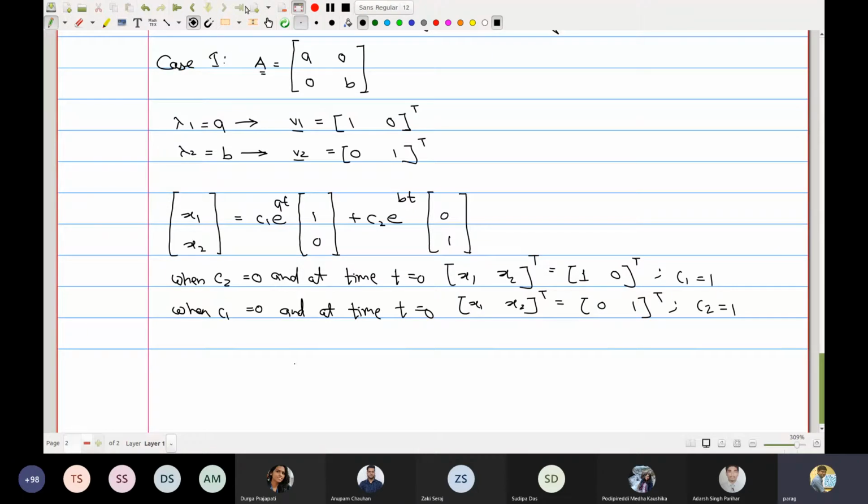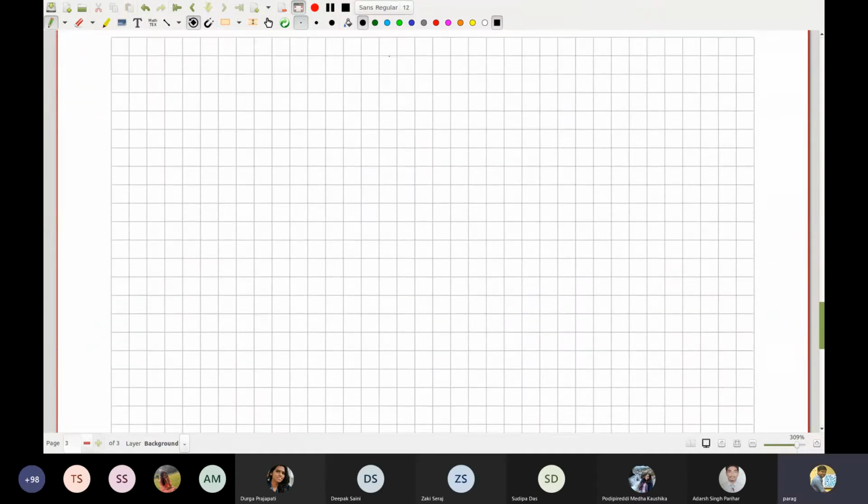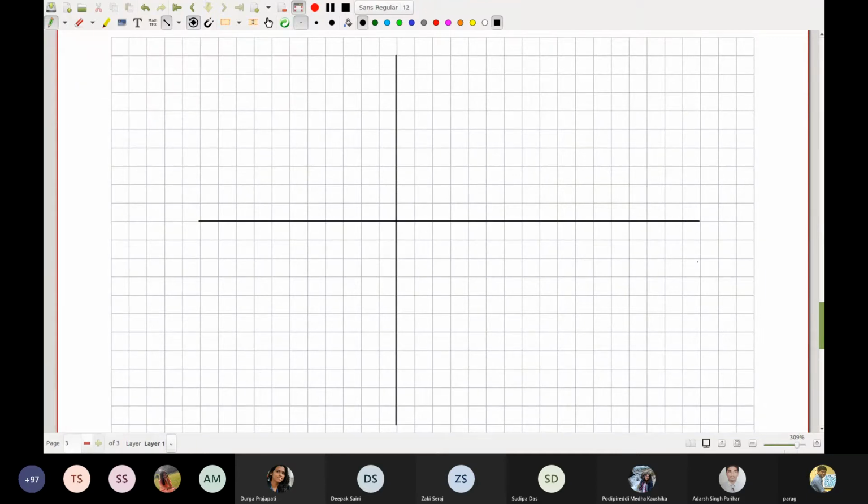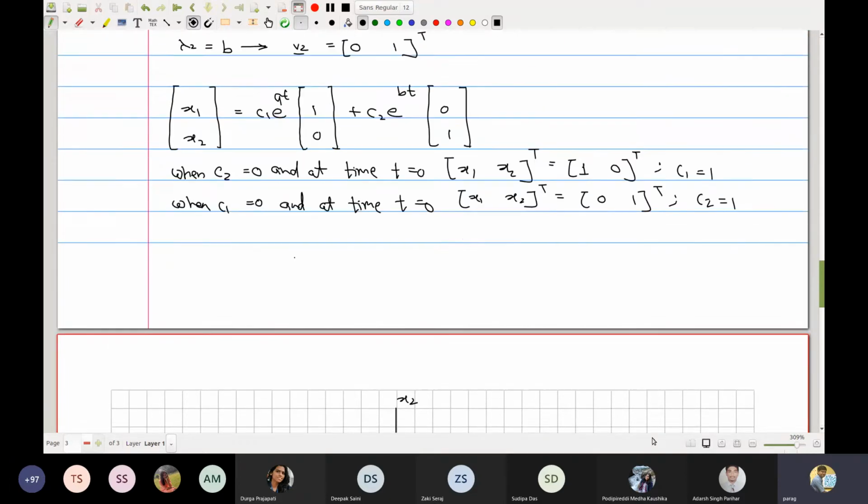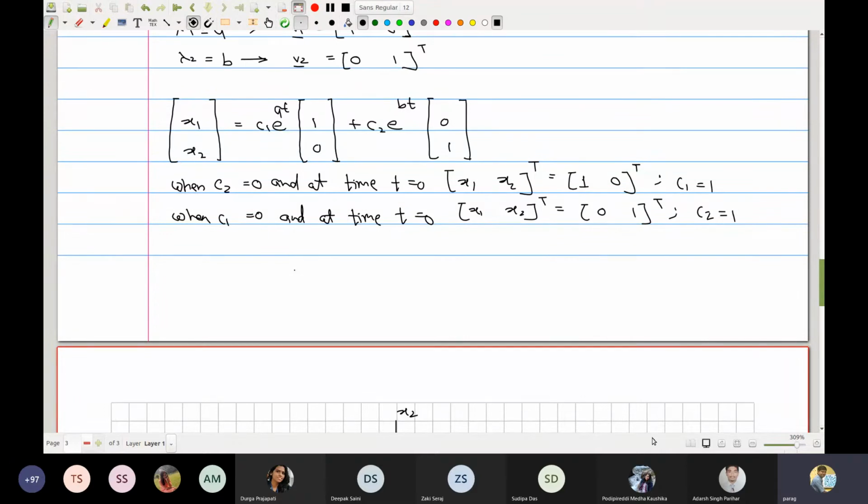So let me do one thing. Let me start here and draw the coordinates. Here is x2, here is x1. Remember, I'm not drawing it with respect to time. I'm drawing the phase portrait with reference to x2, x1 because my dynamical variables include x2 and x1. So now from this equation, 1, 0 is a solution, 0, 1 is a solution, right?